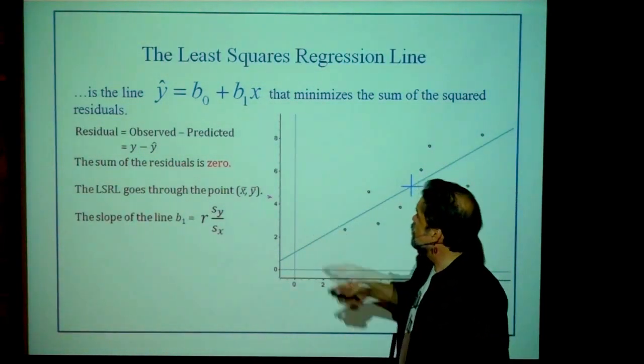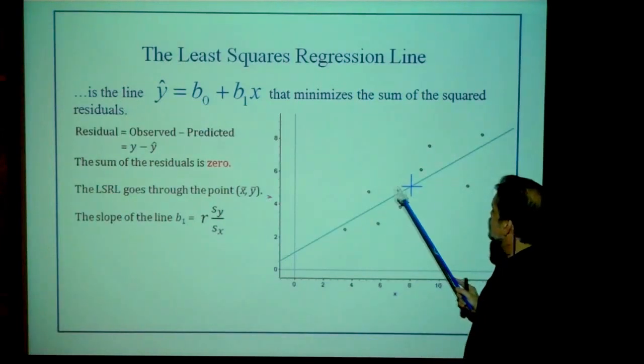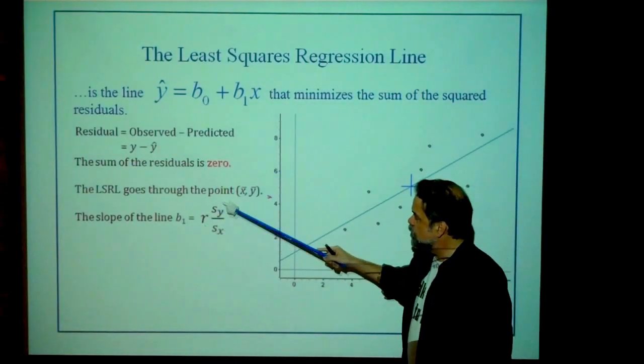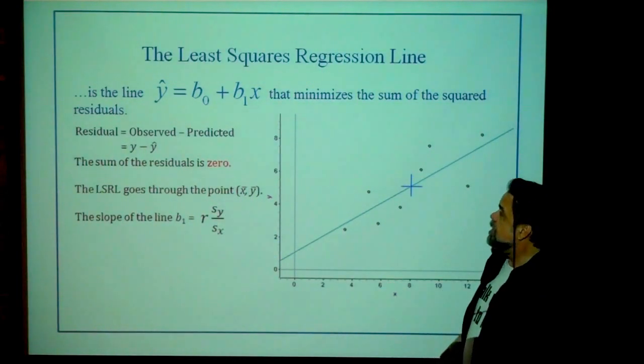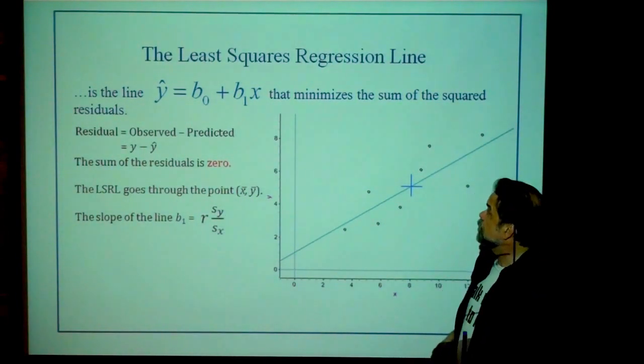All right, so there's our least squares regression line. It goes through the point x bar, y bar. It has a slope of the correlation coefficient times the standard deviation of y divided by the standard deviation of x, and it minimizes the sum of the squared residuals.